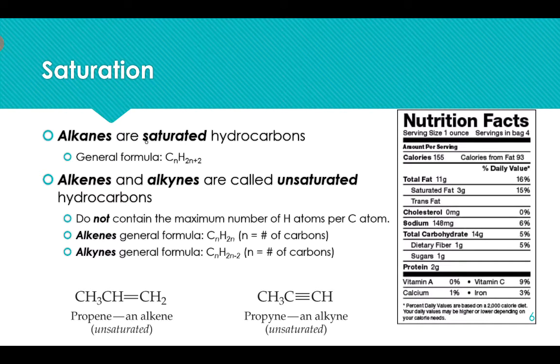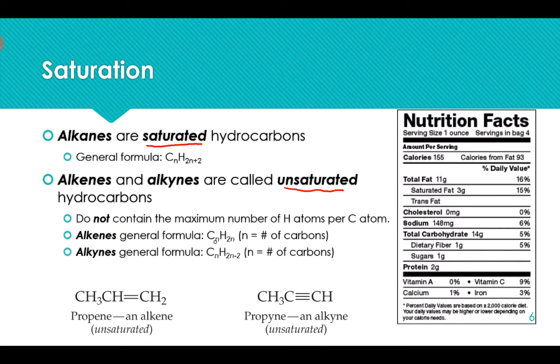Alkanes, we said, were saturated hydrocarbons. Alkanes are saturated with hydrogen, meaning they have the maximum number of hydrogens possible for the number of carbons present. That gives them a generic chemical formula of CnH2n+2. Alkenes and alkynes are unsaturated hydrocarbons, meaning they do not have the maximum number of hydrogens.